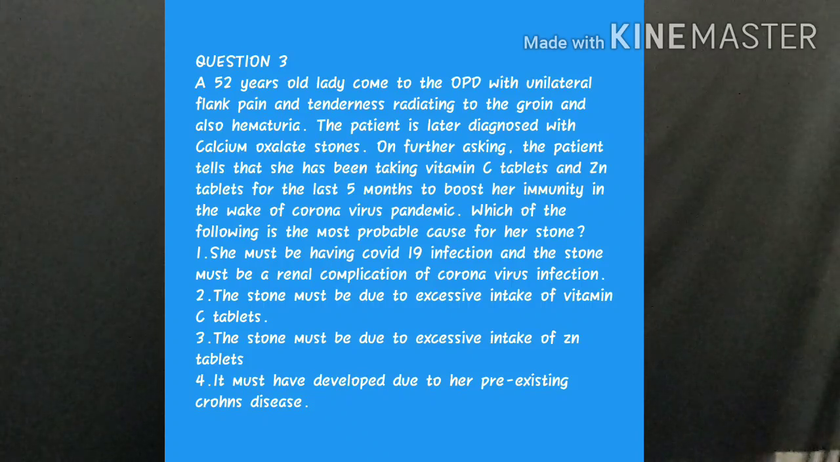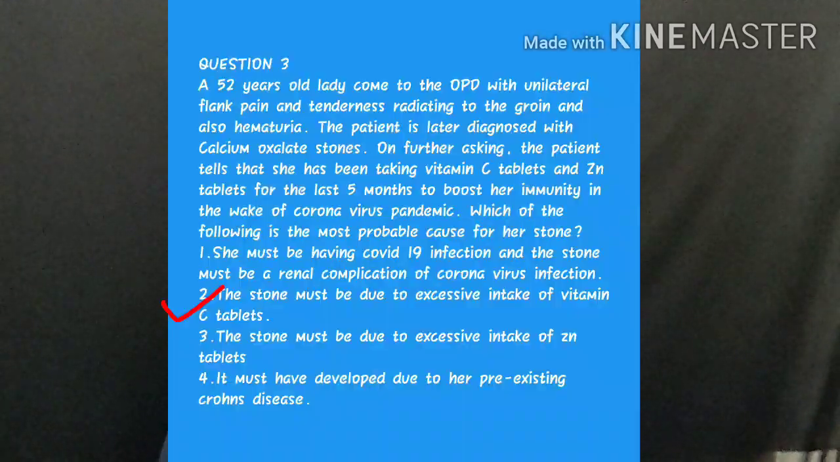First option, she must be having COVID-19 infection and the stone must be a renal complication of coronavirus infection. Second, the stone must be due to excessive intake of vitamin C. Third, the stone must be due to excessive intake of zinc tablets. And fourth, it must have developed due to pre-existing Crohn's disease. So the answer to this question is option number 2, the stone must be due to excessive intake of vitamin C.